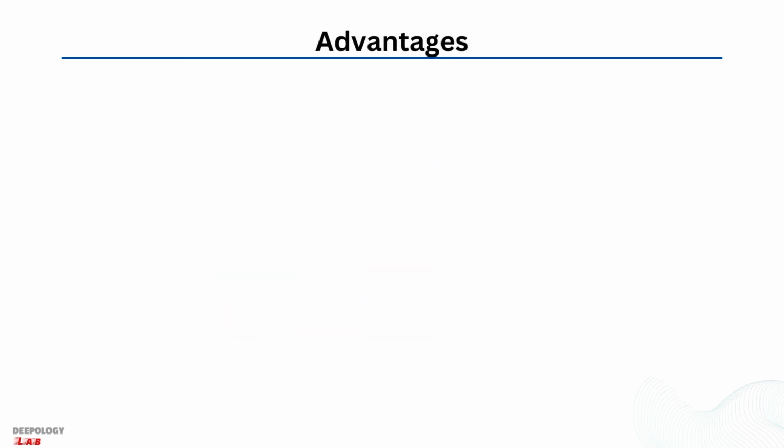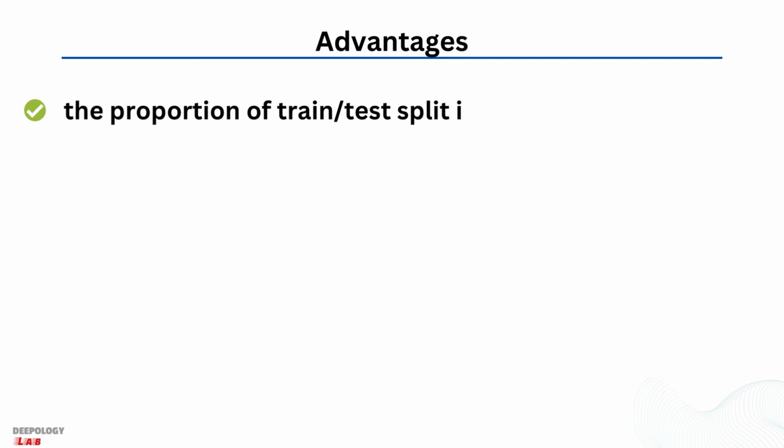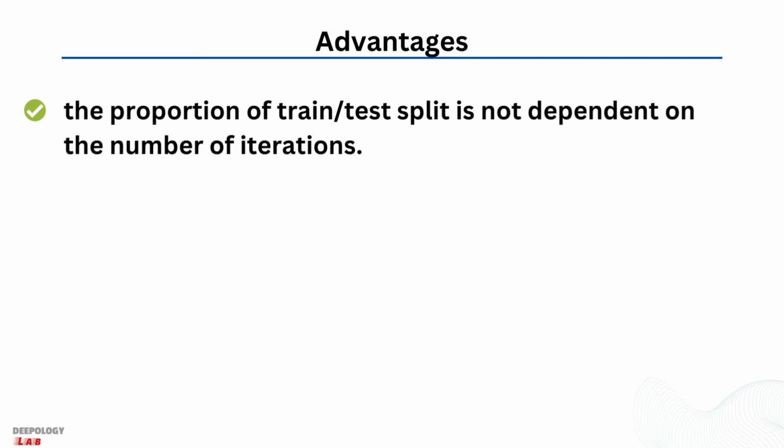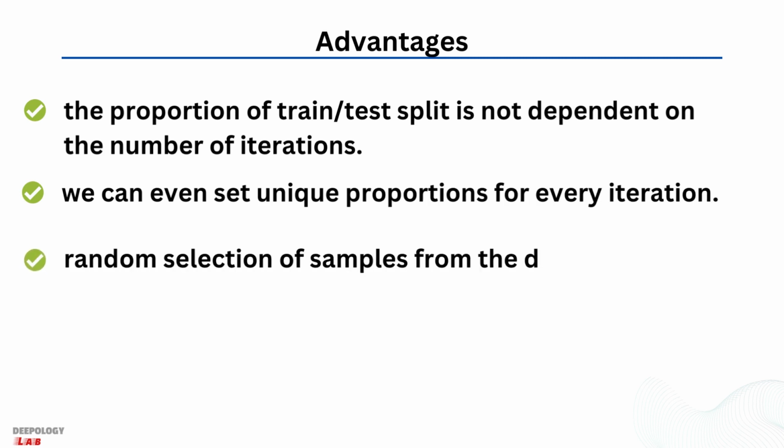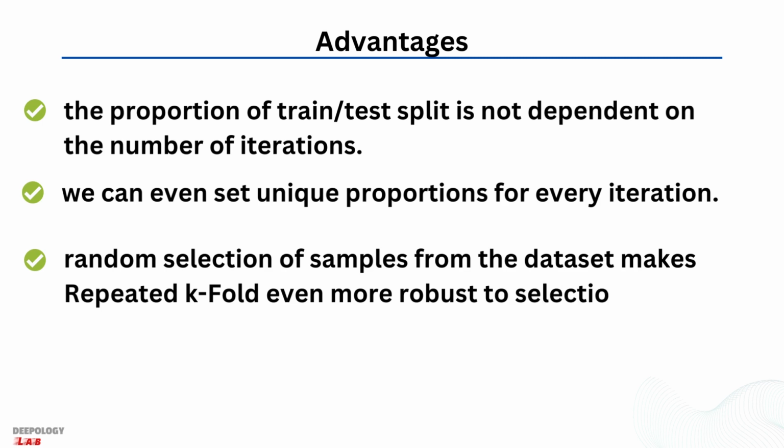Repeated K-fold has clear advantages over standard K-fold CV. Firstly, the proportion of train-test split is not dependent on the number of iterations. Secondly, we can even set unique proportions for every iteration. Thirdly, random selection of samples from the dataset makes repeated K-fold even more robust to selection bias.